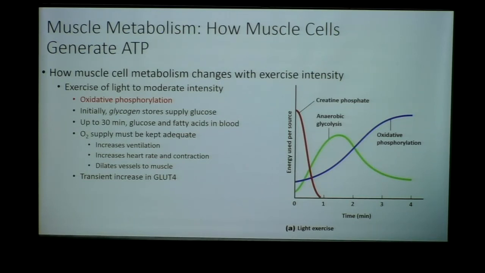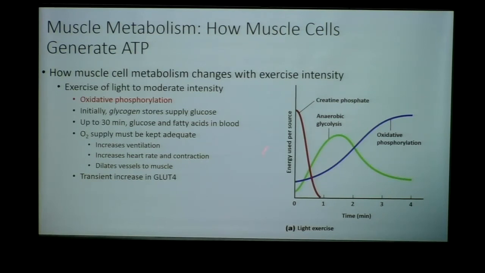So we increase our heart rate, we increase the force of contraction, we dilate vessels to our muscles, and all of this can be sustained more easily in light intensity exercise. Lastly, we increase the GLUT4 transporters. We talked a lot about these. These are the carrier proteins we insert into the membrane that help bring glucose from the blood into our cells so we can use this energy. So all of this helps to sustain light exercise.